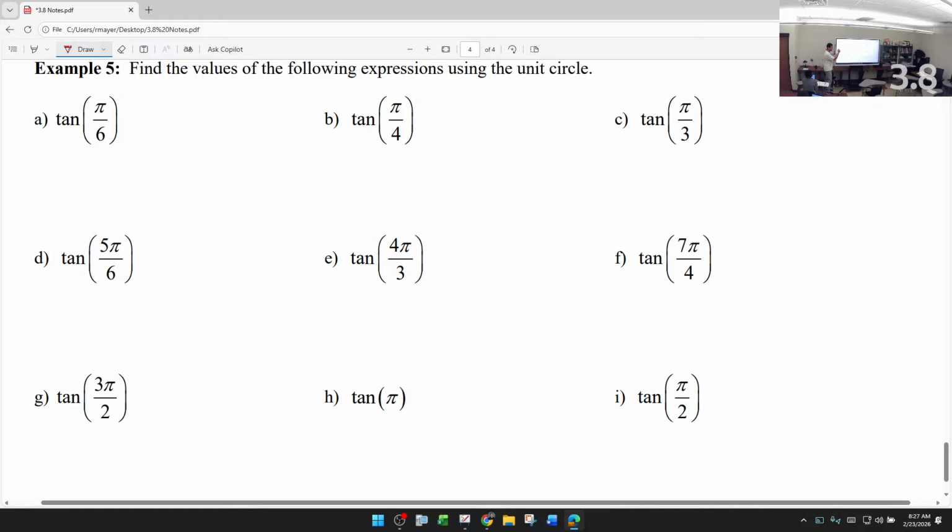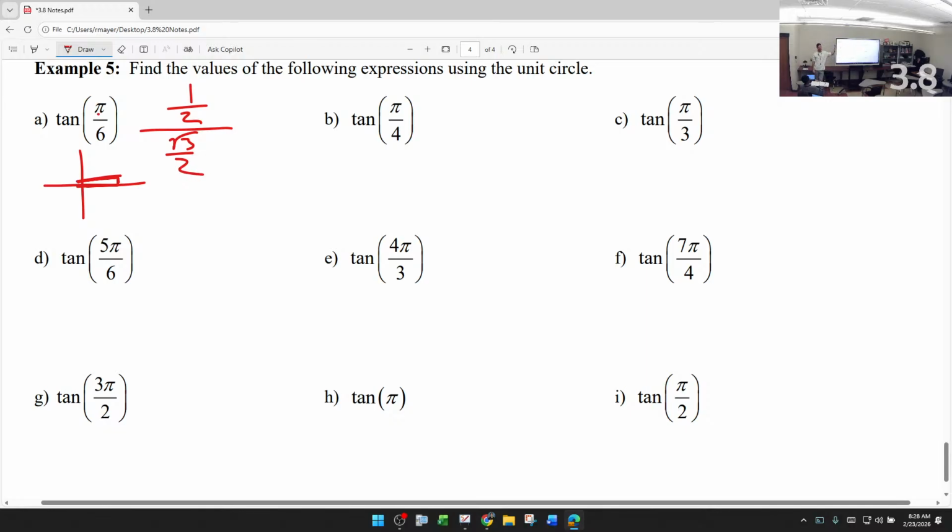Pi over 6. I may have to draw it. I still have to draw these things. Pi over 6 is that really, really close one, the very first one. That's where sine is 1/2, and cosine is the long one, so that's the square root of 3 over 2. And we're in quadrant 1, so it's positive. And so I'm going to put 1/2 over the square root of 3 over 2.